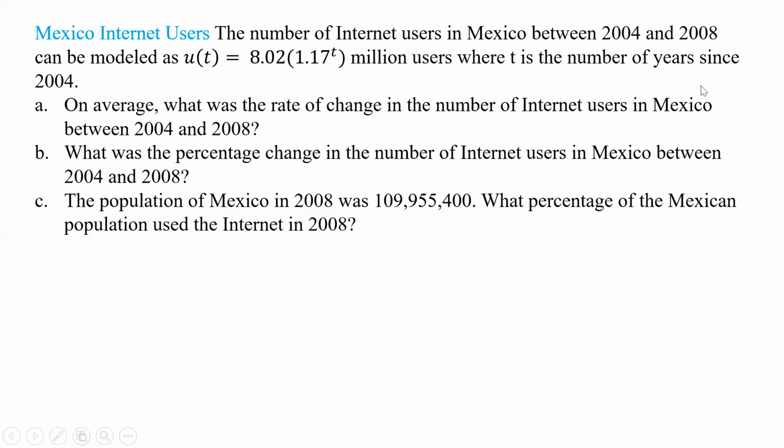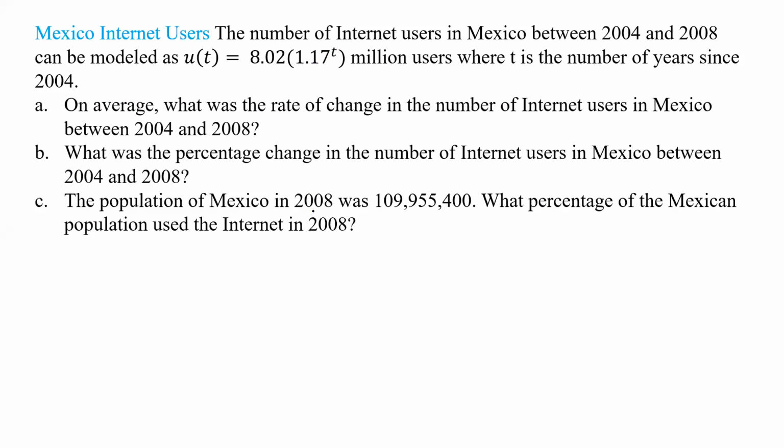All right, so on this one, we have Mexico internet users. It says the number of internet users in Mexico between 2004 and 2008 can be modeled as U of t equals 8.02 times 1.17 to the t million users, where t is the number of years since 2004. Then it says, A, on average, what was the rate of change in the number of internet users between 2004 and 2008? B, what was the percentage change in the number of internet users in Mexico between 2004 and 2008?